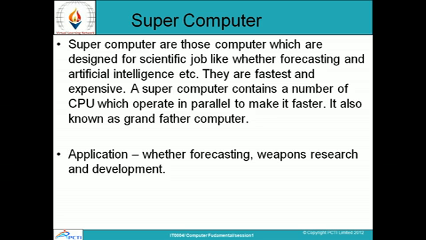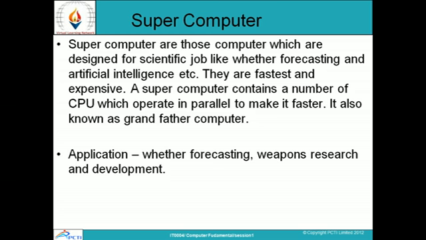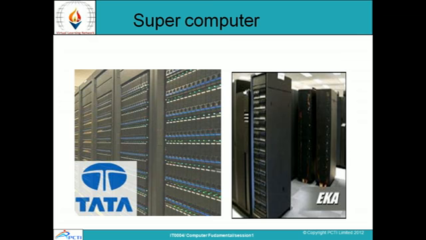Next concept is supercomputer. Supercomputers are those computers which are designed for scientific jobs, weather forecasting or artificial intelligence, etc. They are faster and expensive. A supercomputer contains a number of CPUs which operate in parallel to make it faster. It is also known as grandfather computer. It is a bigger version of the earlier computers and the mainframe computer. It is basically used in weather forecasting, weapons, research and development. As you can see, this is a supercomputer, which is of course called a grandfather computer.